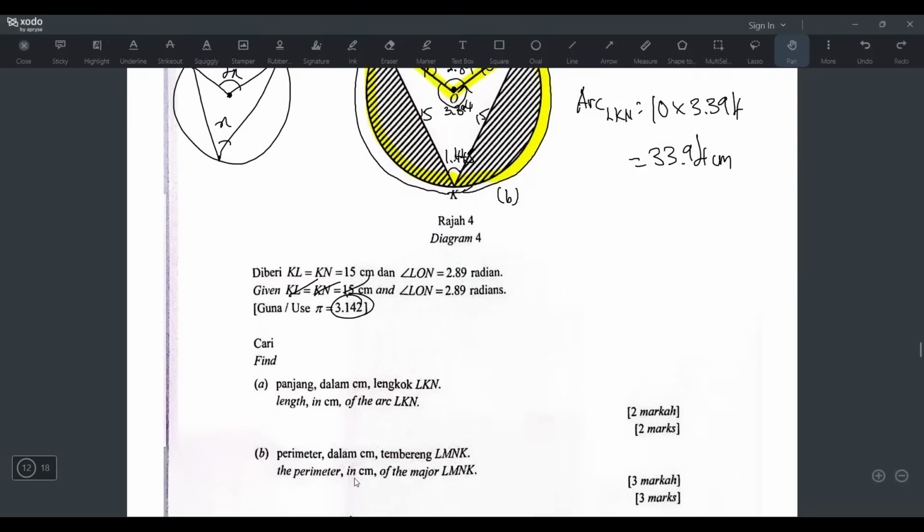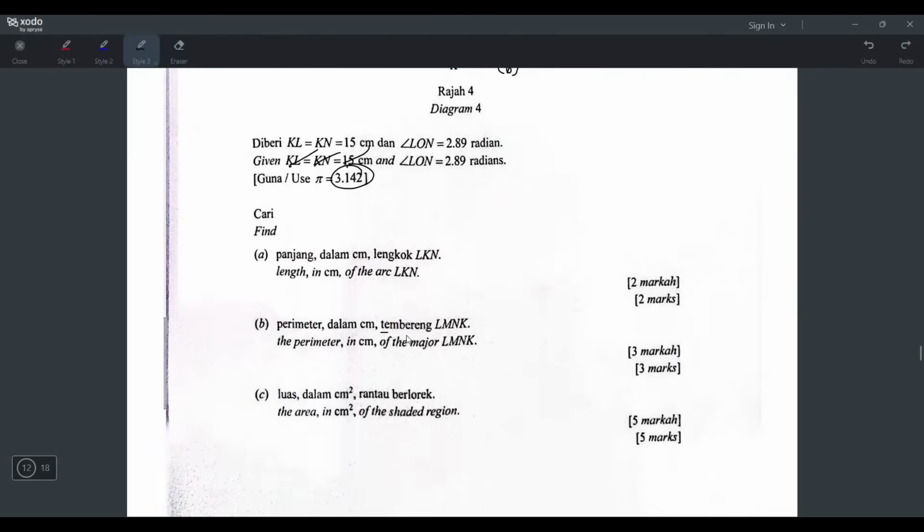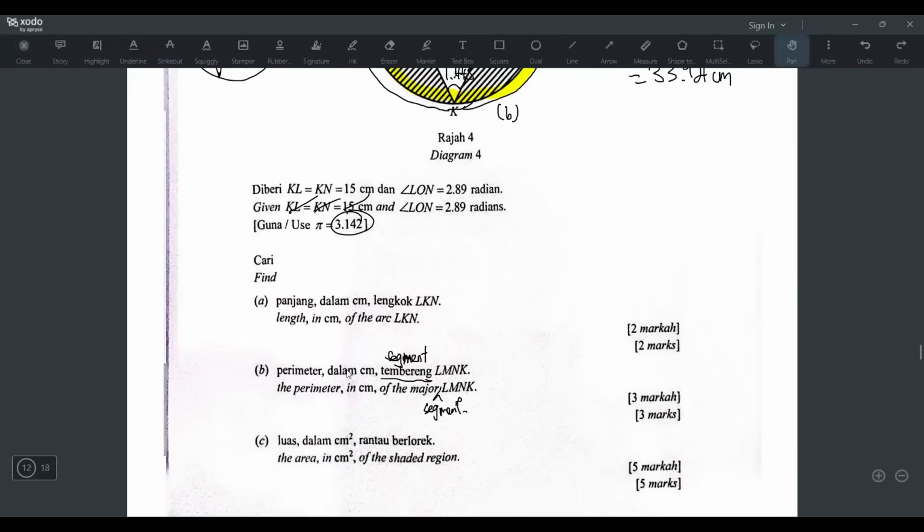So B, what do they want? Perimeter of the major LMNK. Okay, I think there's something wrong with the question. Because in Bahasa Melayu, they say perimeter tembering, but in the English, they write major. Let me tell you what is tembering. Tembering in Bahasa Melayu is segment. So I think they forgot the word segment here. So the question actually asks for perimeter of major segment LMNK. Yeah, perimeter tembering LMNK. And it's the major segment.